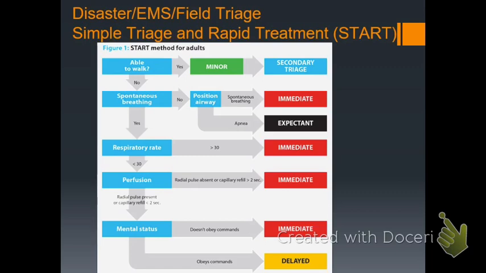So anyway, real brief there on red, yellow, and green. And basically it's ABCD gets you your red, yellow, and green.